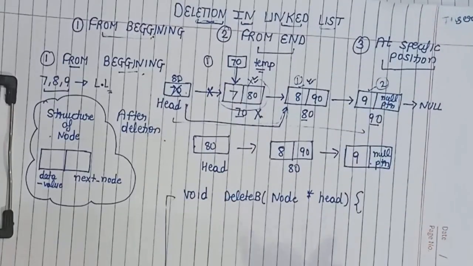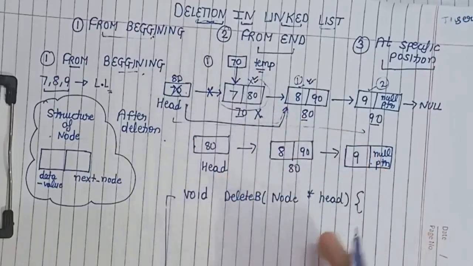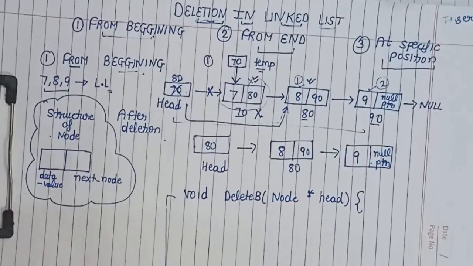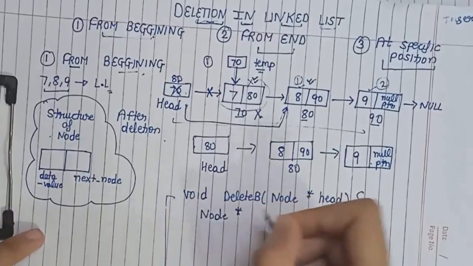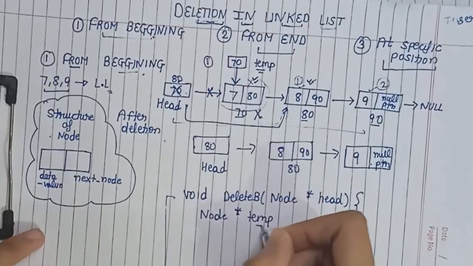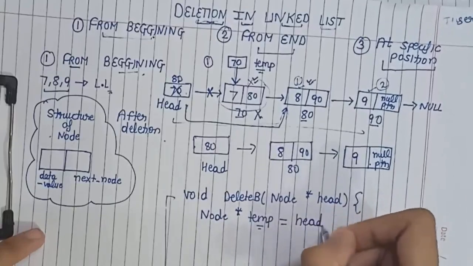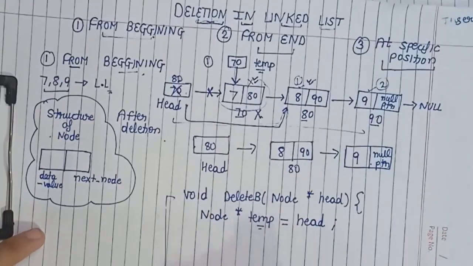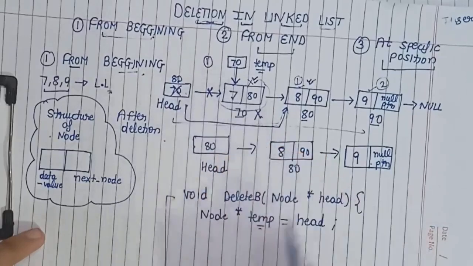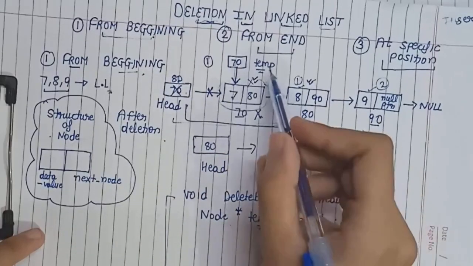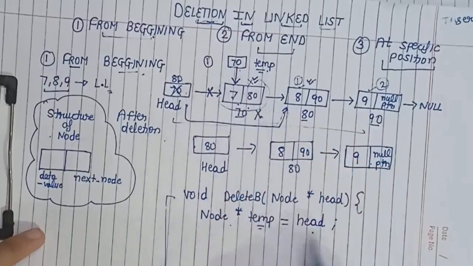So now let me write the code. If you have not understood the concept, then hopefully you will understand it from this code. As I have told you, the first step is to create a node whose name is temp. This is the node pointer which is pointing towards the address where the head is pointing. We have seen that earlier the head was pointing to the first node. So after this assignment, temp will be pointing to the first node where the head was pointing earlier. I hope this is clear to you.